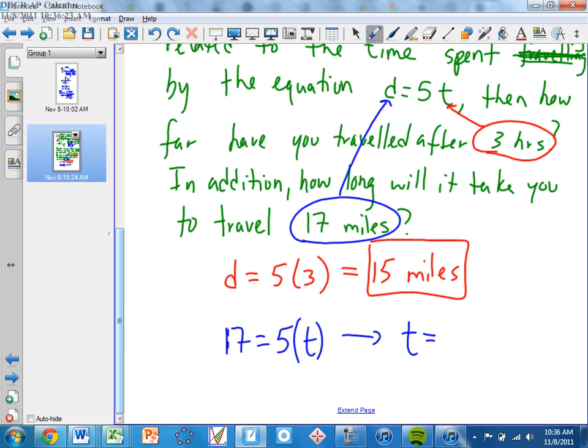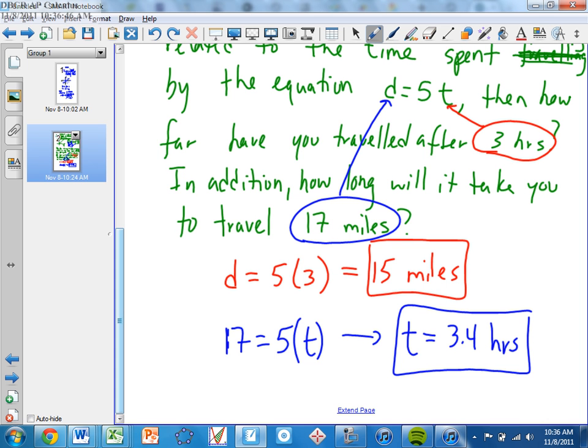Second problem. In addition, how long will it take you to travel 17 miles? Actually, contrary to what you believe, you get 3.4. 3.4 hours. It's just 3.4 straight. Oh, you're right. 3.4 exactly. 3.4 hours. No problem.